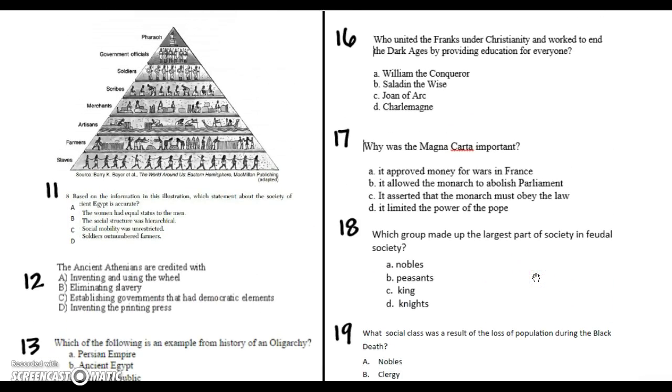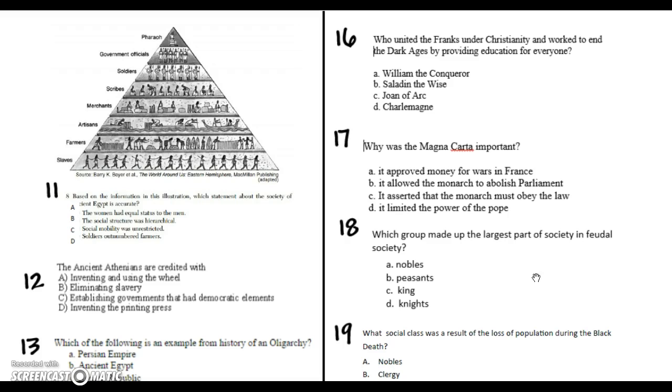Number 16. Who united the Franks under Christianity and worked to end the Dark Ages by providing education for everyone? A. William the Conqueror, B. Saladin the Wise, C. Joan of Arc, D. Charlemagne.